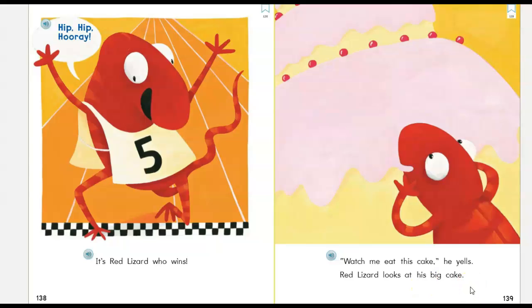How do you think Red Lizard feels about winning the race? He says, hip hip hooray! And he is yelling. How do you think he might be feeling? Maybe happy or excited. Then he says, watch me eat this cake. Why does Red Lizard get the cake? Red Lizard gets the cake because the winner of the race won the cake.